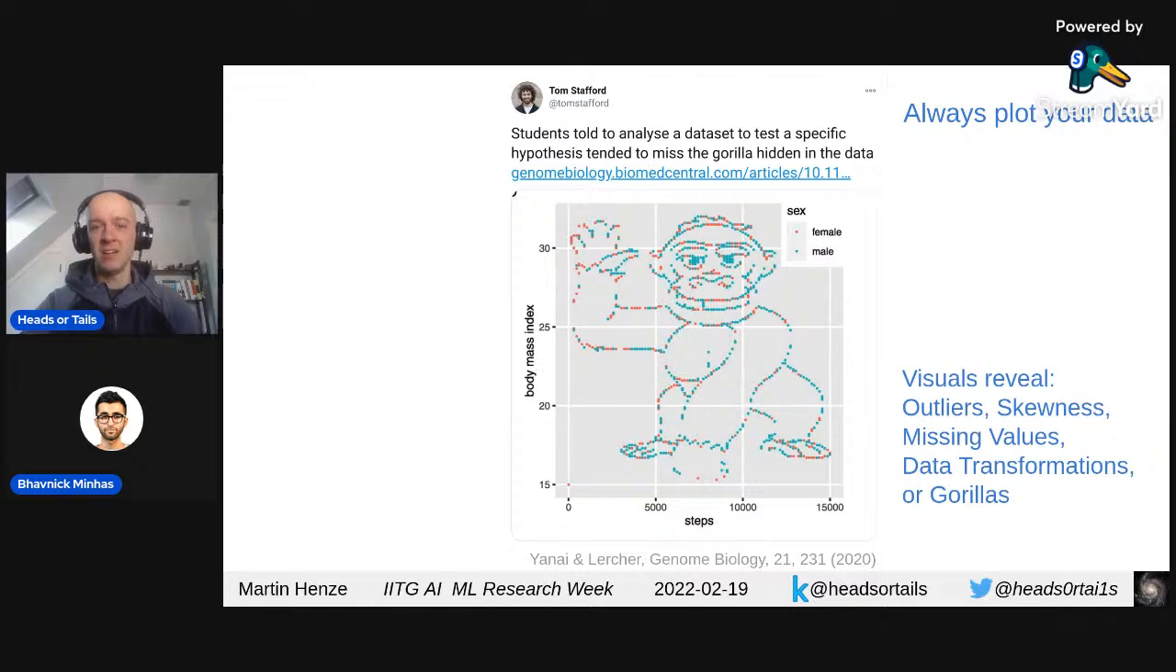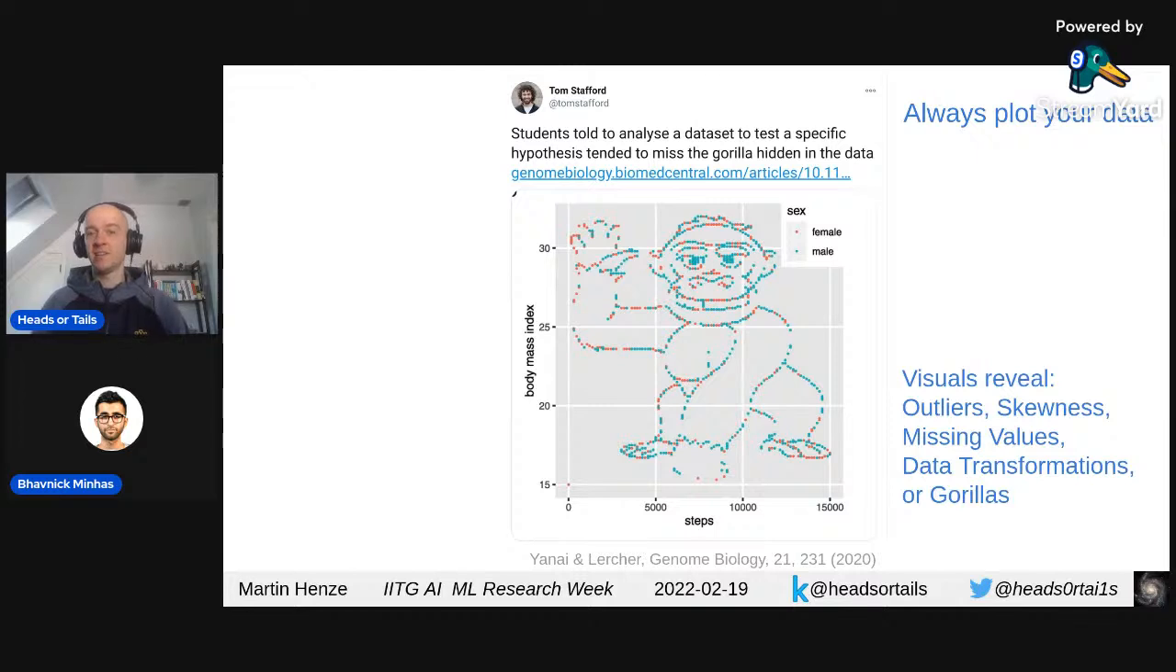But a lot of the students, they didn't plot the data. They just kind of fed it into models, and they didn't realize that when they plot the data, there was literally a gorilla sitting there just waving out at them, right? And that was the real experiment, whether the students would notice this quite remarkable feature in the data or not, or whether they would just go on with their models and completely overlook it.